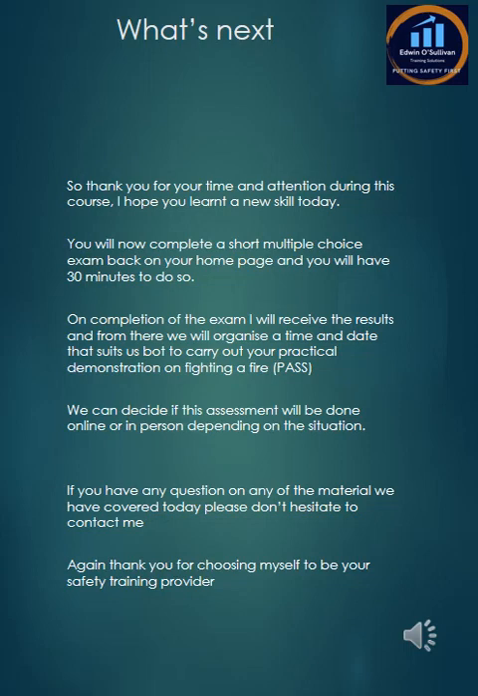After we review your results, we will come up with a date and time that suits us both to carry out your practical examination. This will be done live online or on site. This will include your PASS technique and what to do in the event of fighting a fire. To practice for this practical demonstration, please refer to slide 47 on how to fight a fire.